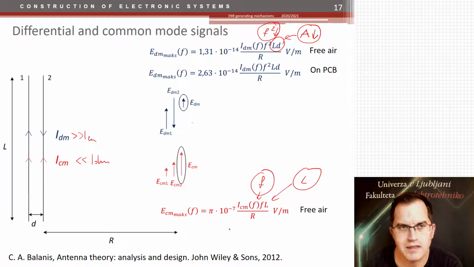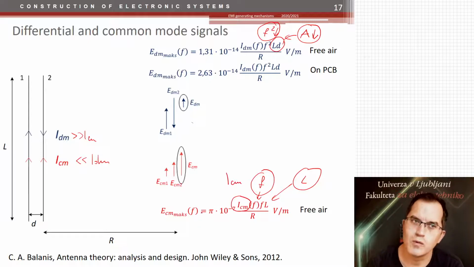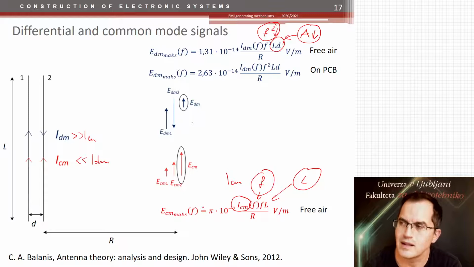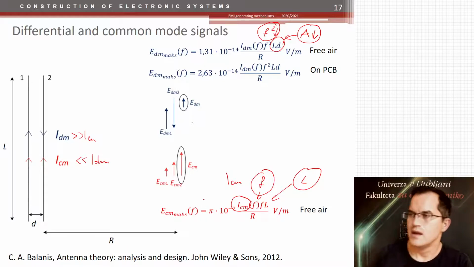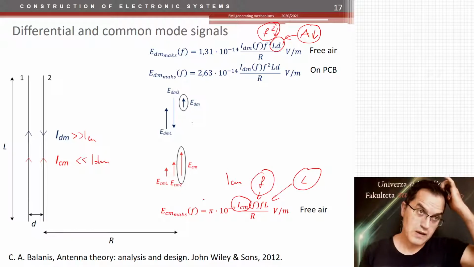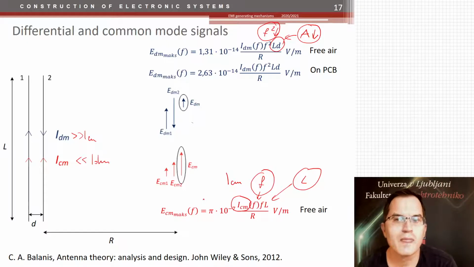So keeping the length lower and keeping the frequency lower, and of course, which is also important, keeping the common mode currents lower would then make it less of an EMC problem. Okay, so now we can go into the real example.